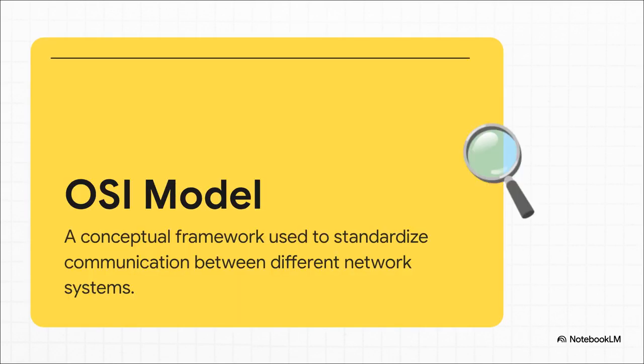Okay, let's dive into this. Meet the OSI model, or the Open Systems Interconnection model. You can think of this as the ultimate rulebook for the internet. It's basically a conceptual framework that networking engineers use to standardize how completely different systems talk to each other. Because, without this framework, an Apple device wouldn't have a clue how to talk to a Windows server, and the internet as we know it simply wouldn't exist.